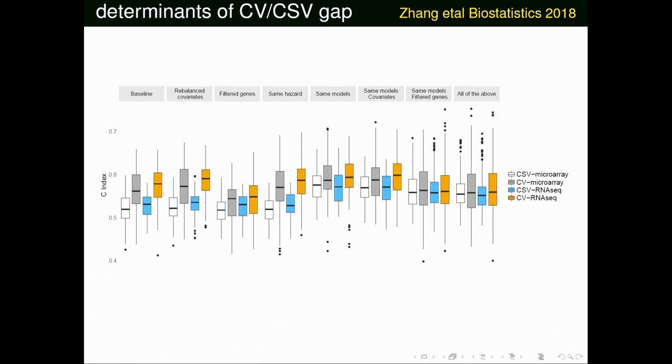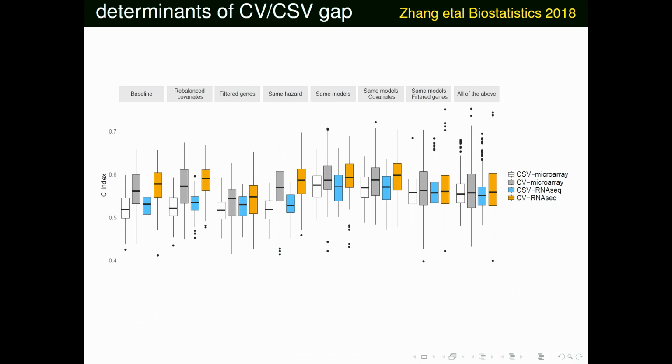Let's focus on the white and the gray. The white is the cross-study validation, and the gray is the cross-validation. There are two sets because we look at both gene expression and RNA-seq to demonstrate that even with newer technology, these trade-offs have not changed one bit. And then what we did is, using resampling techniques on the real data, we analyzed what happens if we could make all the studies the same in terms of the composition of relevant clinical covariates. Does that gap go away? It reduces some, but it doesn't go away.